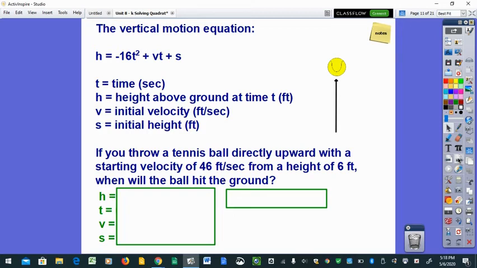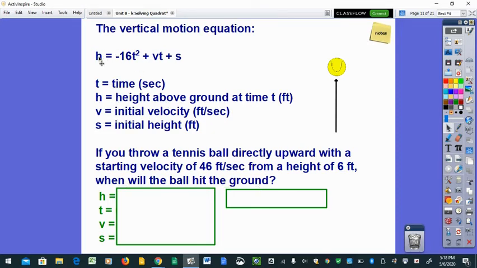Okay, so we started doing vertical motion back a couple of sections ago when we were graphing with the BX, and I told you down the road you'd be expected to write these. So we're kind of taking it one step further. Again, we're throwing a tennis ball directly up. We're starting that velocity with 46 feet per second. That's the force I'm putting behind it. And we're going to start at a height of 6 feet. So as I'm releasing the ball, it's 6 feet above the ground. And we want to know, when will the ball hit the ground?